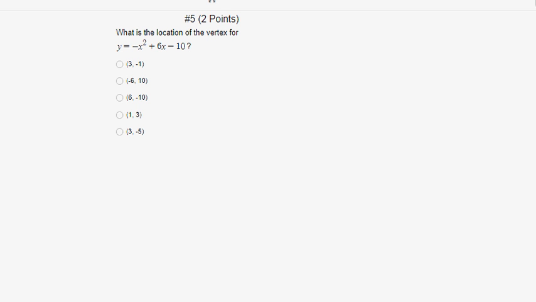All right, this one here, location of the vertex. So the first thing we need to do is find our axis of symmetry. So our axis of symmetry, x equals a negative B divided by 2a. So that's going to be a negative, b is 6, divided by 2, and a is -1. So that's 6 divided by 2, that's negative, that's going to come out to 3.